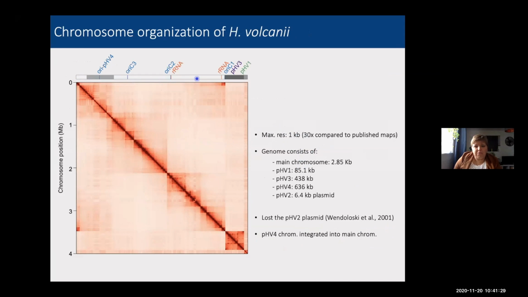We have this main chromosome in white, and then we have a pHV3 chromosome, a pHV1 chromosome. There was a pHV2 plasmid, but that's been lost, and that was published, so we knew that was the case. And also the pHV4 chromosome has integrated into the main chromosome. And again, that was known before we started.